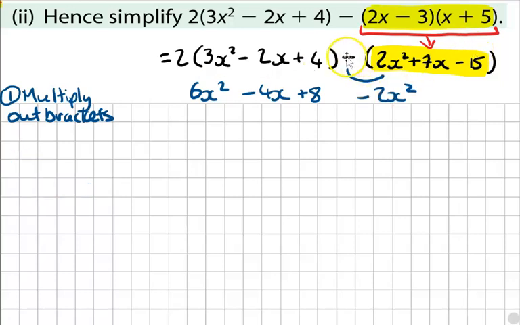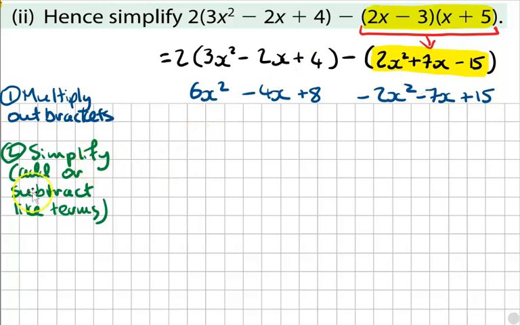Next, we're going to multiply in this minus. Minus multiplied by 2x squared is minus 2x squared. So the sign just flips to the opposite sign when you're multiplying in a minus. And then minus times 7x is minus 7x. And then minus times minus 15 is plus 15. So minus by minus is a plus. If you multiply in a minus, then whatever's on the inside of the brackets, each sign just flips to the opposite sign. So positive becomes minus and minus becomes positive.